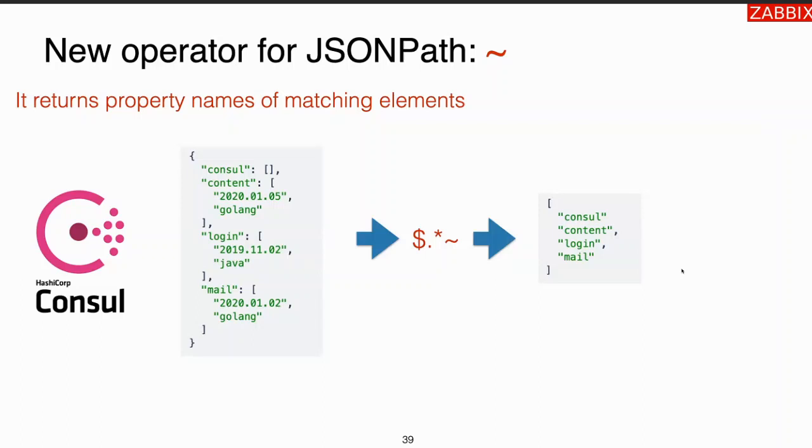Now we also support a new operator for JSON path, this one, and it basically returns a property name of matching JSON elements. For example, we are getting a list of services from a console, and it returns it in this format where the property name is a service name. So this way, using this operator, we may get access to those service names.